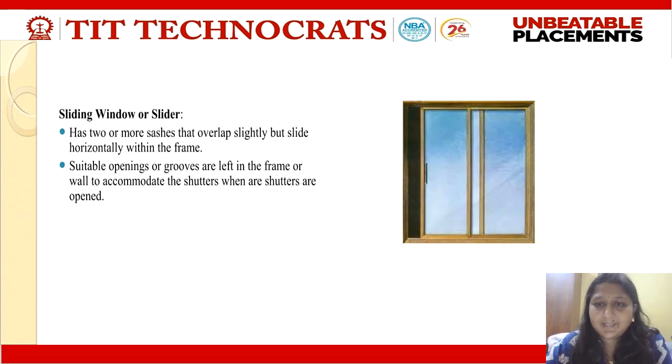Next type of window is the sliding window. You may even have this at your home or college. So, sliding window or the slider. It has two or more sashes. Two or more sashes means two or more panels holding the glass fixed within the horizontal frame. This is suitable for openings. For this, grooves are left in the frame so that we can open and shut the windows. Fine channels are also provided at the base, along which the window frame or leaves move.